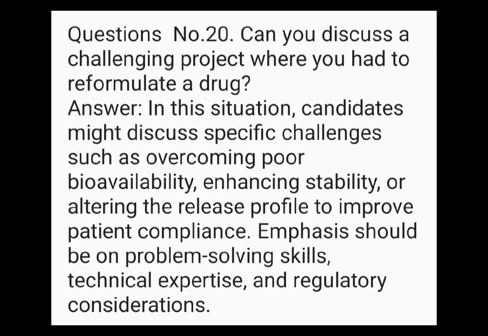Question number 20. Can you discuss a challenging project where you had to reformulate a drug? Answer. In this situation, candidates might discuss specific challenges such as overcoming poor bioavailability, enhancing stability, or altering the release profile to improve patient compliance. Emphasis should be on problem-solving skills, technical expertise, and regulatory considerations.